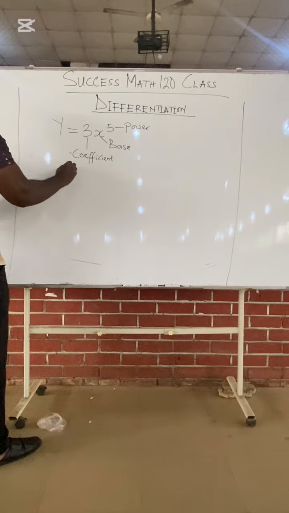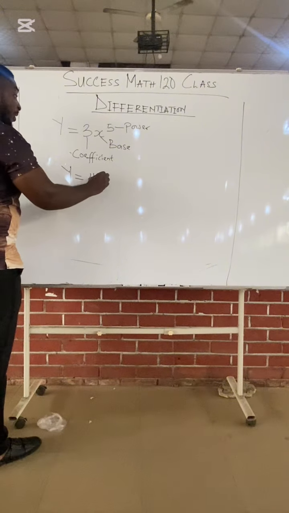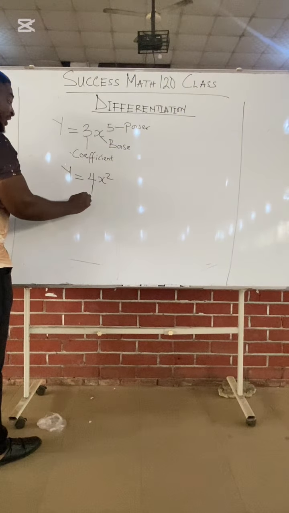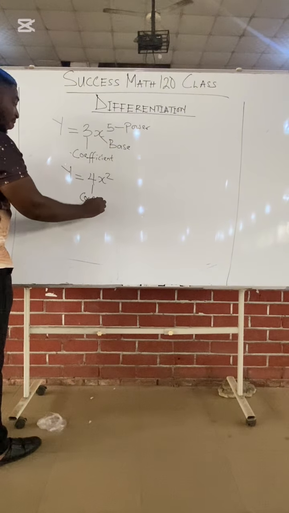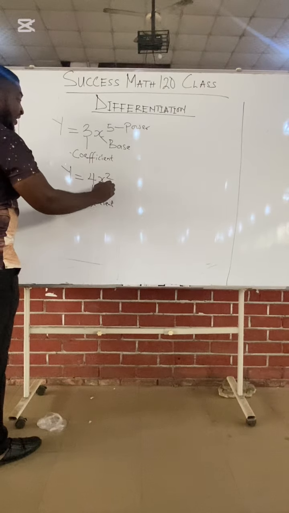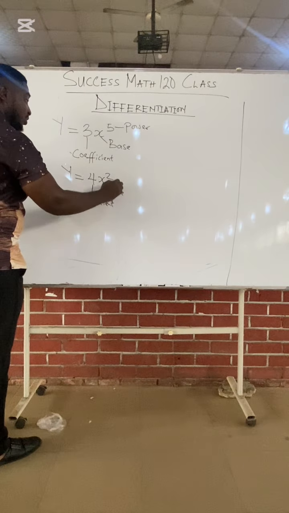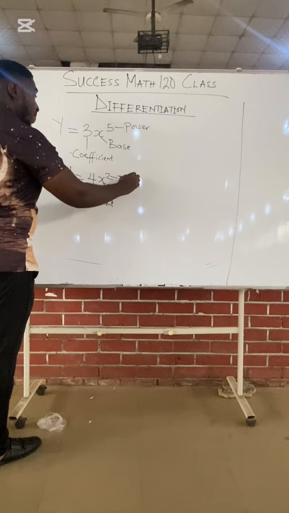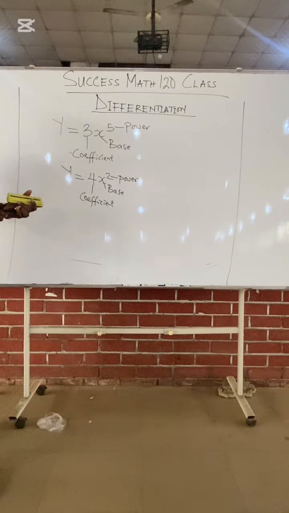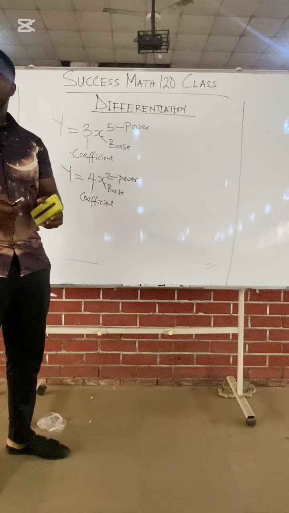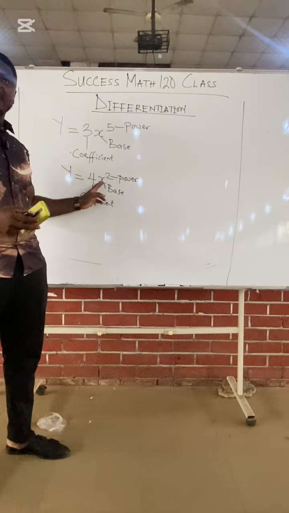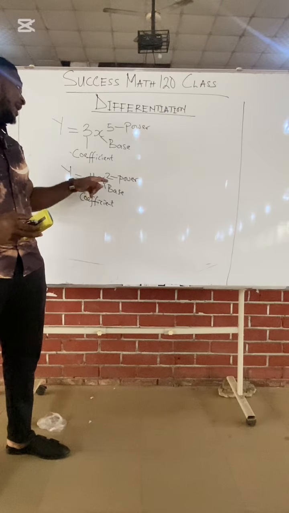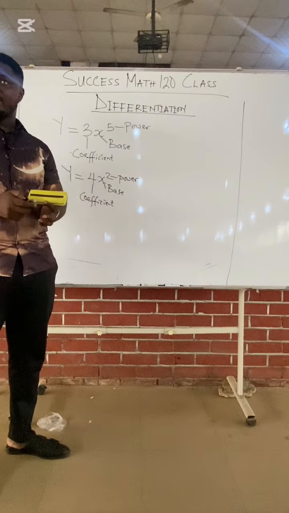Class, if you have another expression like y equals to 4x raised to power 2, 4 is the coefficient, x is the base, 2 is the power. So this is how you recognize your coefficient, base, and power. Coefficient is the number that comes before the x. X is the base, and the power is the one on top of the x.